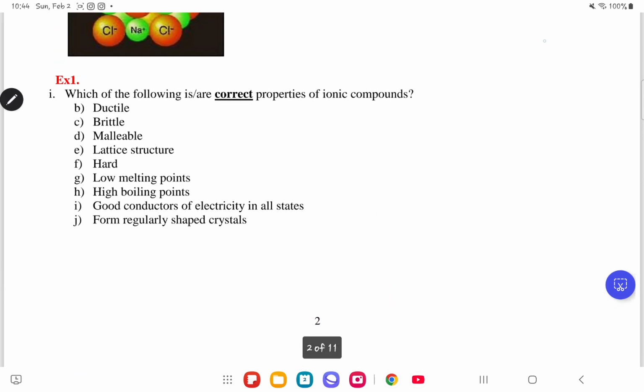Now we move on to exercise number 1. Which of the following are true about ionic compounds, the properties? So first of all, they are brittle. This is true. They are not ductile, they are not malleable, but they do form a lattice structure. They are hard, they have high melting points and high boiling points. They are good conductors, but not in all states, and they form regularly shaped crystals. So very simply, ionic compounds are brittle, lattice structure, hard, they have high boiling and melting points. They are good conductors, but not in all states, and they form regularly shaped crystals.